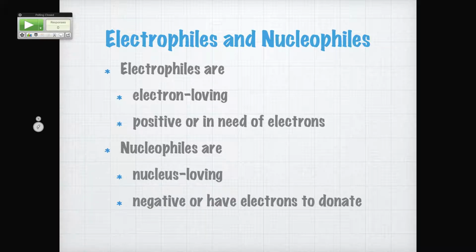All right, we already talked about electrophiles and nucleophiles. Electrophiles are electron loving. They're generally positive or in need of electrons. Nucleophiles donate electrons. They are negative or have electrons to donate in the form of double bonds, triple bonds, or lone pairs. Okay?